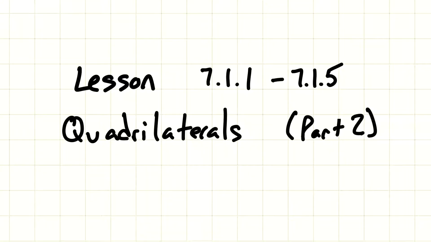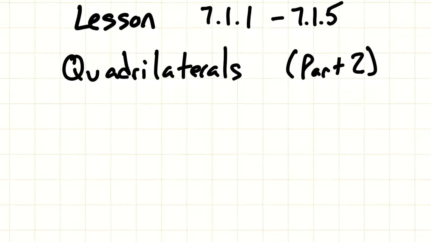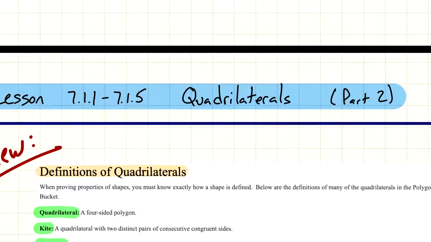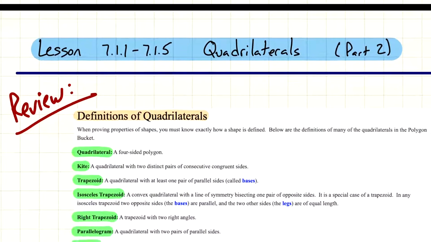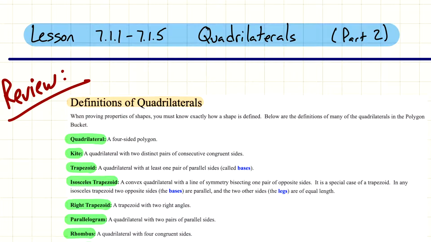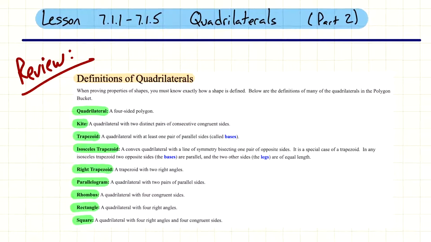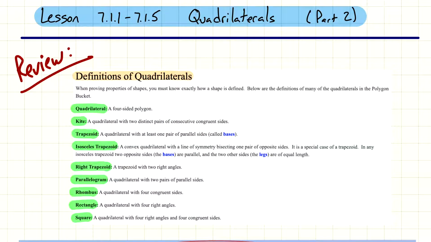Hi everyone, this is lesson 711 to 715 on quadrilaterals, part 2. On the last lesson, on part 1, we went over quadrilaterals, definitions, and what they look like. Here's a reminder of that stuff that we went over last time. So here are the definitions in case you just need a quick reminder of those.